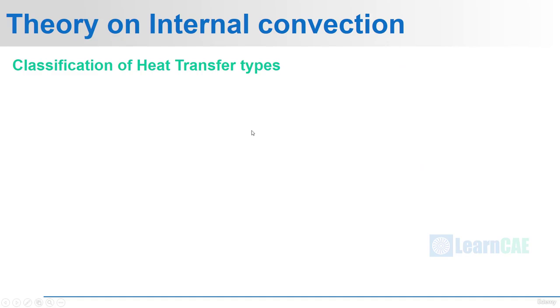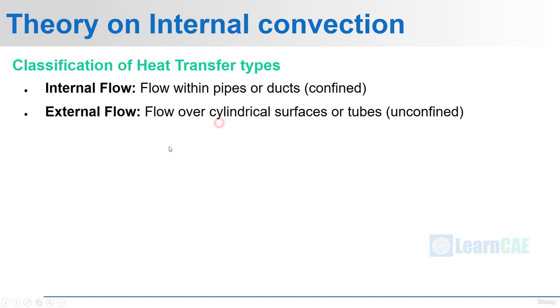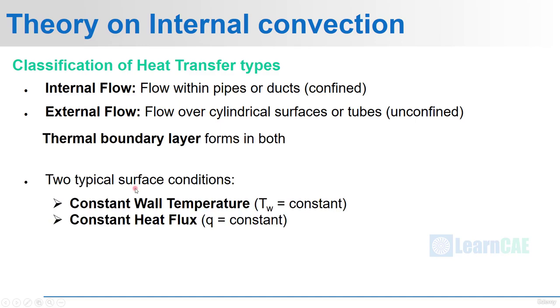Classification of heat transfer for internal convection. It can be classified as internal flow, that is flow within the pipes or ducts, and external flow, where the flow over cylindrical surfaces or tubes are considered. In both cases, thermal boundary layer is formed and we have to calculate the heat transfer based on this.